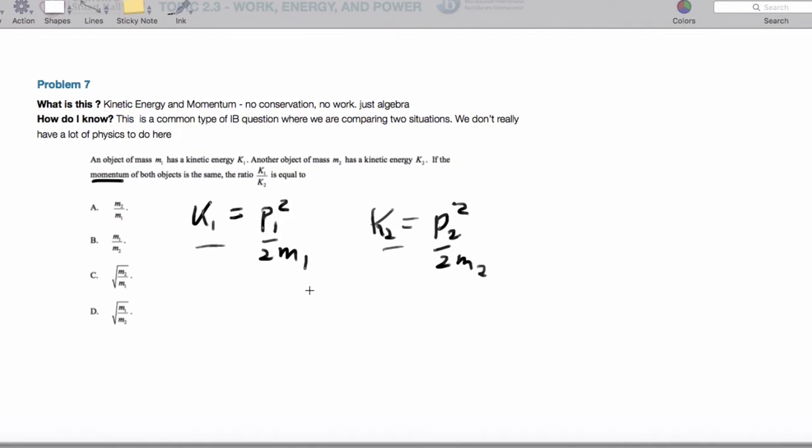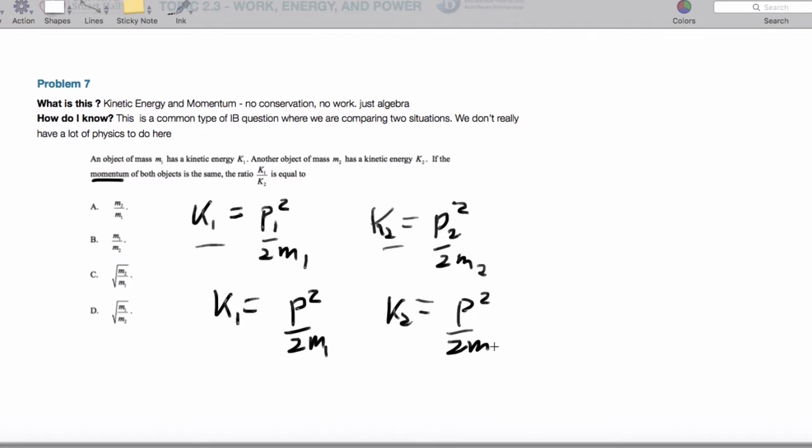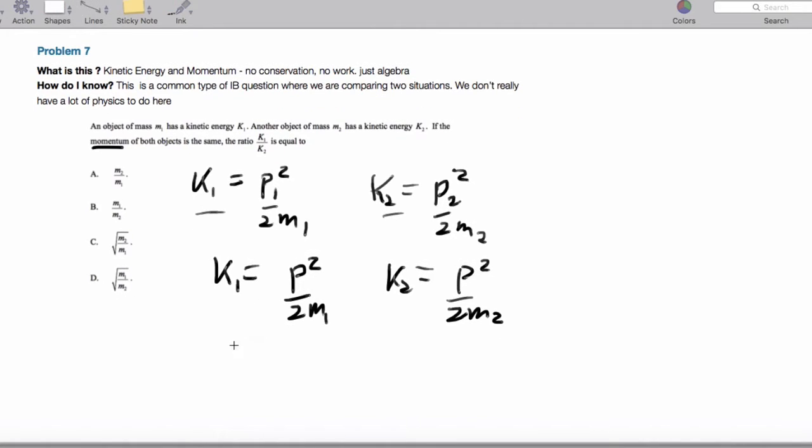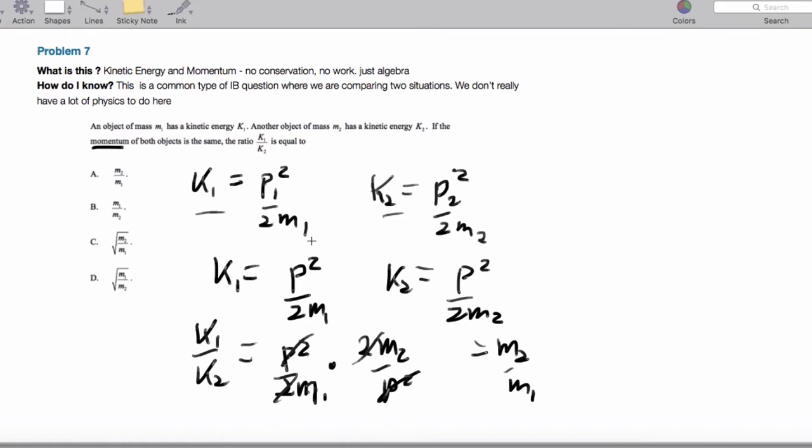Now we're told that they have exactly the same momentum, so I'm just going to say that K1 is just plain old P squared over 2m1, and K2 is just plain old P squared over 2m2. Now let's get the ratio. So we want to know what K1 over K2 is. That's going to be P squared over 2m1. And remember, to divide by a fraction is to multiply by its reciprocal. So this is 2m2 over P squared. The P's cancel, the 2's cancel, and we're getting that this is m2 over m1, which is choice A.